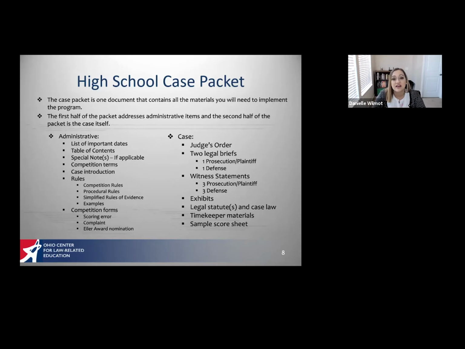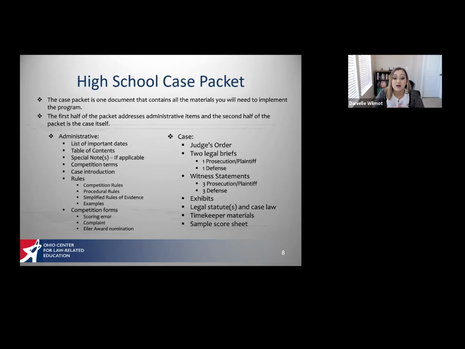We also always have a case introduction, which is just a short 1 page usually or 1.5 page overview of what the case is about. So it talks about the really quick facts and then what the legal argument is and anything like that. So it just gives you an overview so you know what you're getting into before reading the rest of the case.